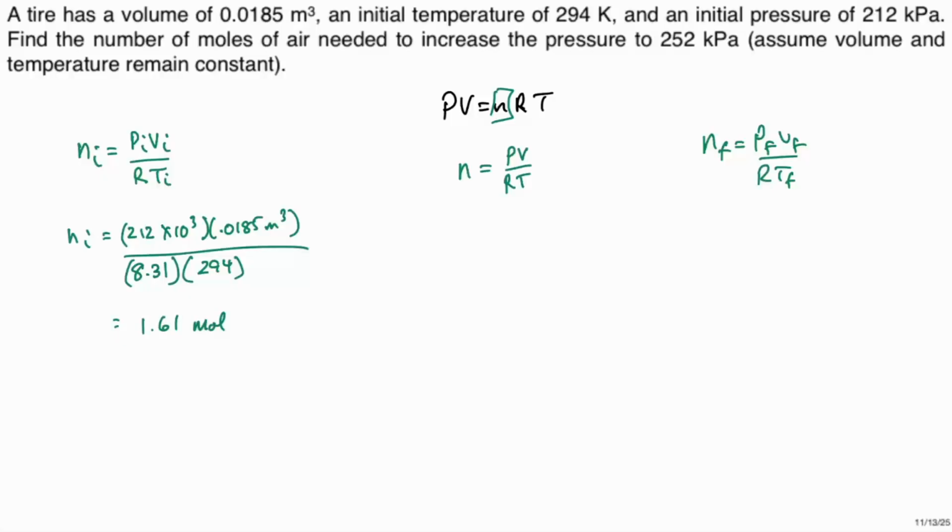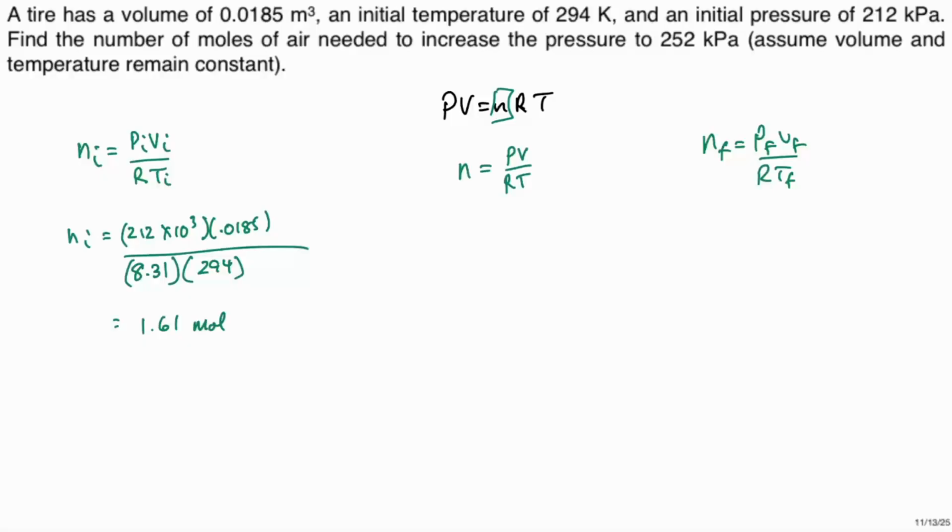Now, how did I know it came out in moles? What numbers went in? SI units of pascals, cubic meters, kelvins. So that guarantees that if I'm solving for moles, that I'll get moles out. Because the equations, no, they're dimensionally consistent.